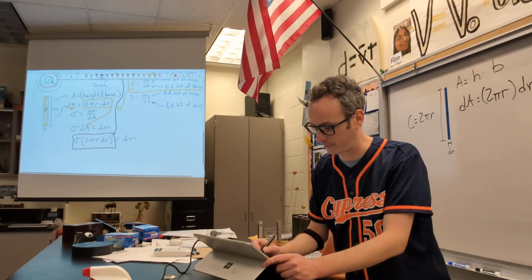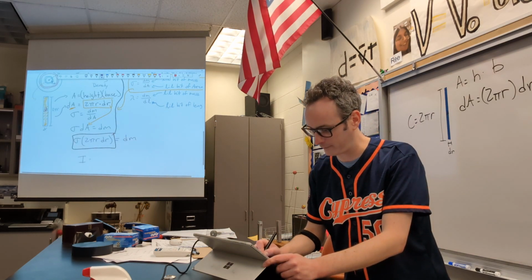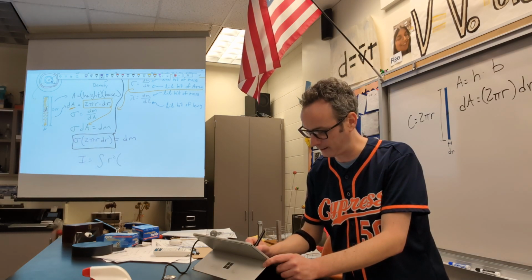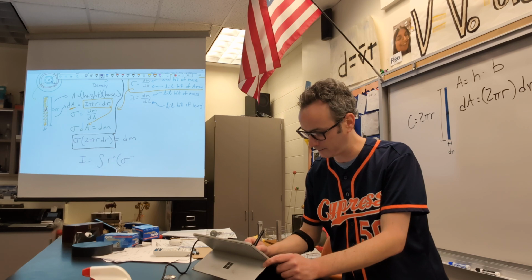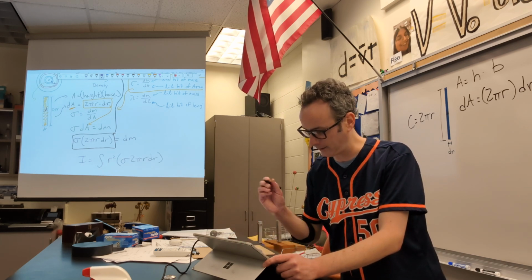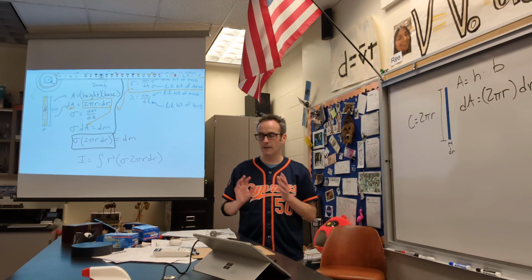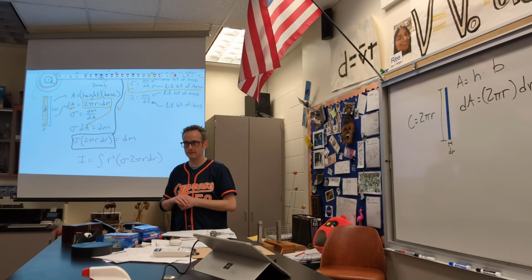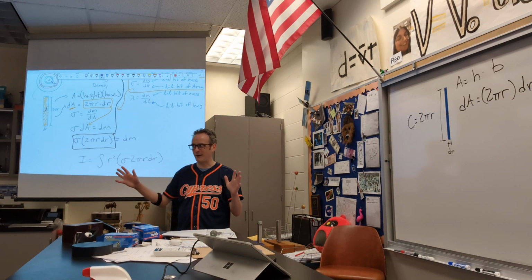So this can be rewritten as the moment of inertia is the integral of r squared, and then in here is sigma times 2 pi r dr, and that's it. That was the hard part. Questions so far?